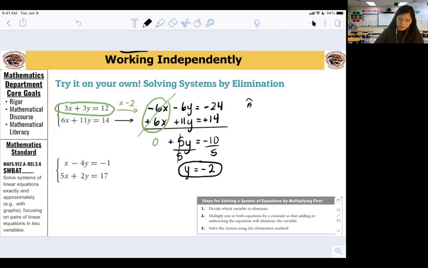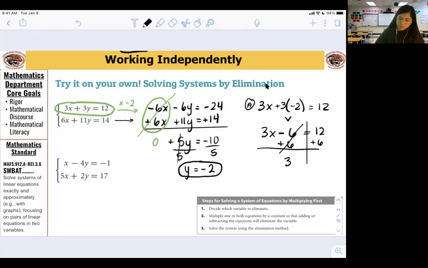We're going to plug that back in, and I know we're almost out of time, so I'm going to quickly plug this into A. 3x plus 3 times -2. 3 times -2 is -6. To solve for x, we're just going to add 6 to both sides. What's 12 plus 6? 18. And then divide by 3. 18 divided by 3 is 6. So for example 1, my solution was (6, -2).